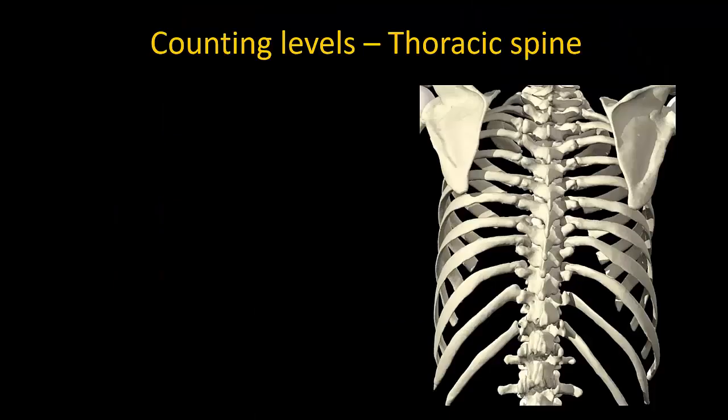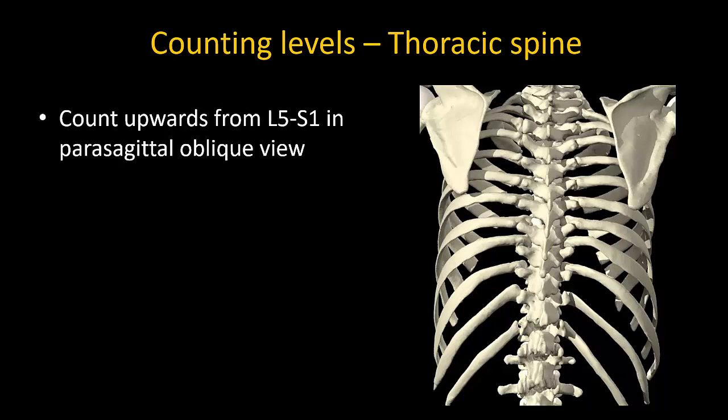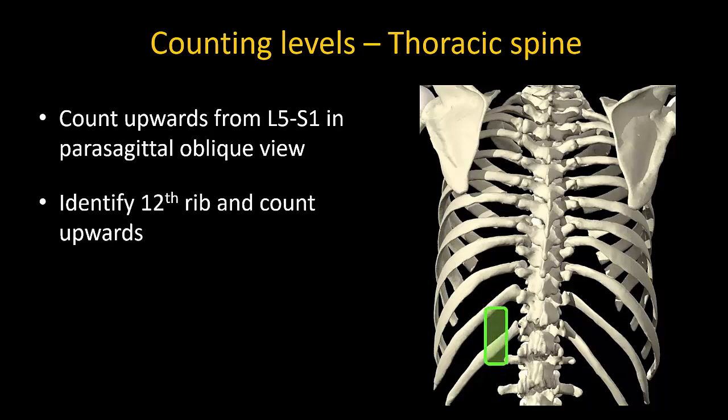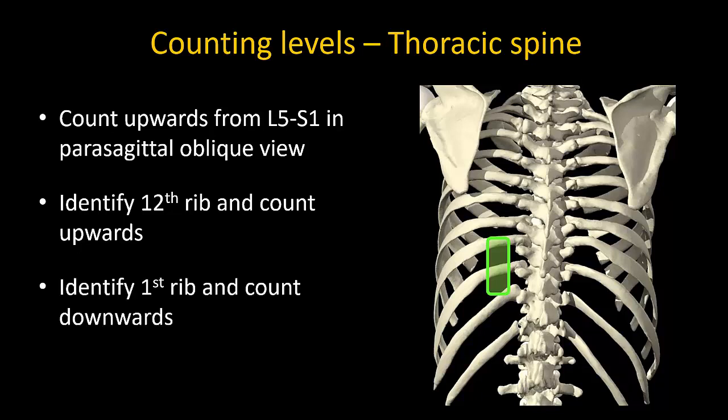Another thing that ultrasound is useful for is to accurately identify the thoracic intervertebral levels for epidural insertion. There are three ways to do this. First, if you are already familiar with lumbar spine scanning, you can identify the L5-S1 interspace using the parasagittal oblique view and count upwards from there. Second, you can identify the lowermost rib, assume it is the 12th rib, and count upwards from there. Third, and my preferred method for the upper thoracic spine, you can identify the first rib and count downwards from it.